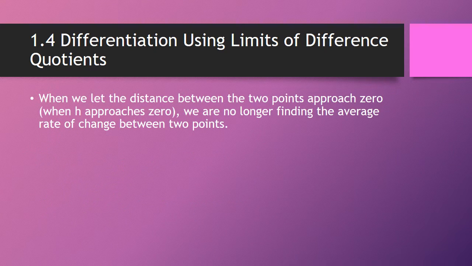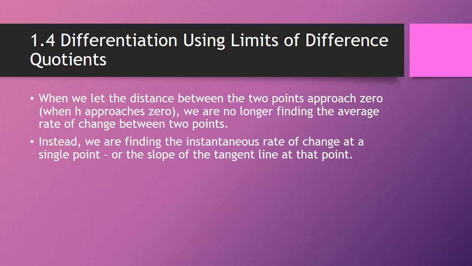Now, when we let the distance between the 2 points approach 0, we're not finding the average rate of change between the 2 points anymore, because essentially we're taking 2 points and merging them into one. Instead of an average rate of change, we are going to have an instantaneous rate of change. So the secant line between 2 points is the average rate of change between the 2 points. The tangent line gives us the instantaneous rate of change.